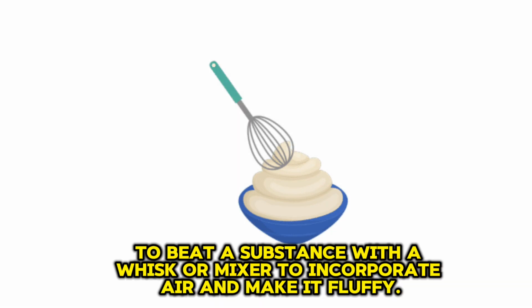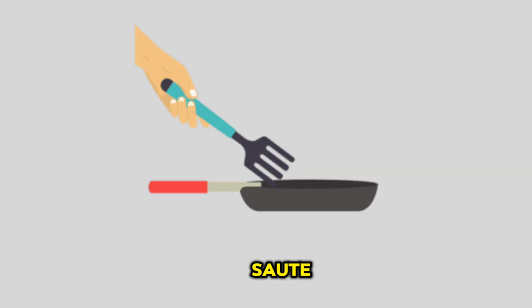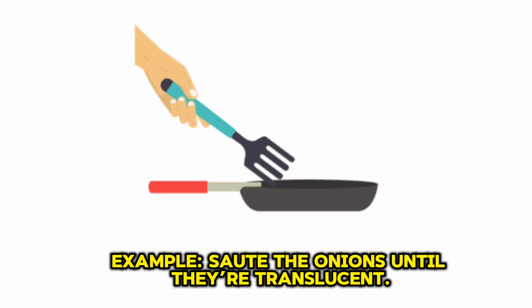Whip, to beat a substance with a whisk or mixer to incorporate air and make it fluffy. Example, whip the cream until it forms stiff peaks. Saute, to cook food quickly in a small amount of oil or fat over high heat. Example, saute the onions until they're translucent.